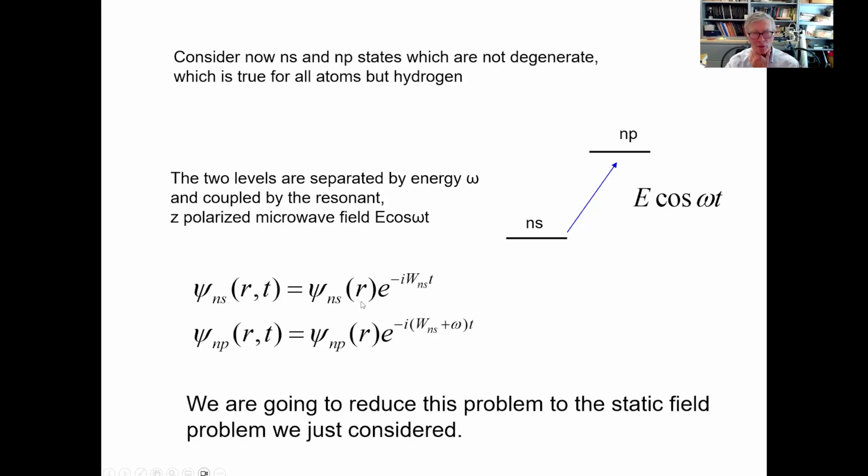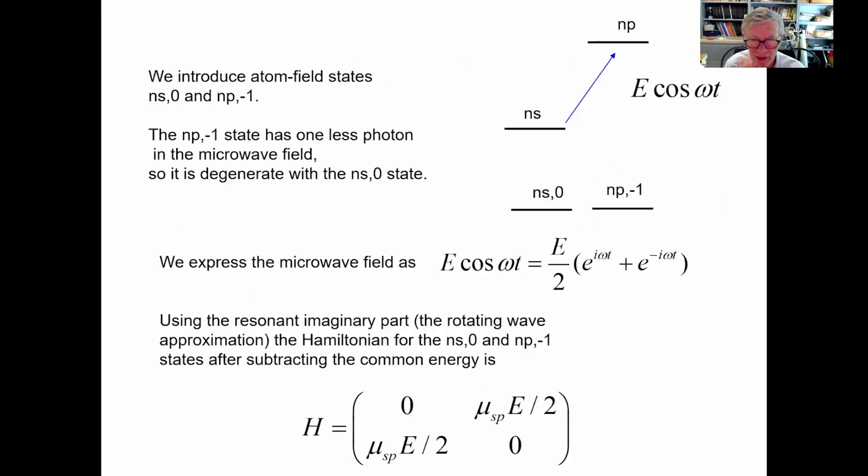So the time-dependent wave functions of these two states look like these two expressions right here. Now these are the spatial wave functions, and the time parts only differ by a factor of e to the minus i omega t. So we can reduce this problem to the static field problem we just considered by introducing atom-field states, sometimes called dressed or Floquet states.